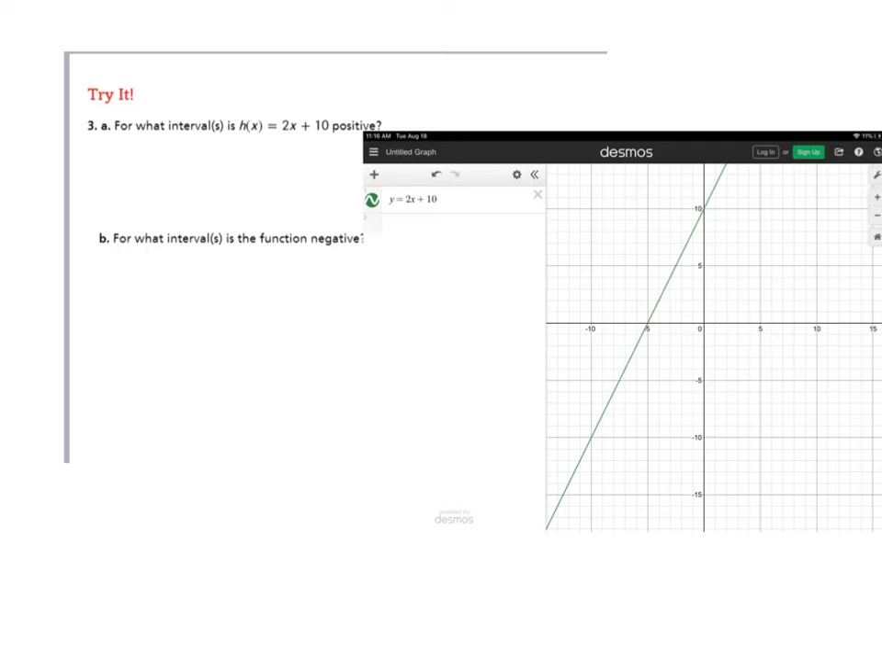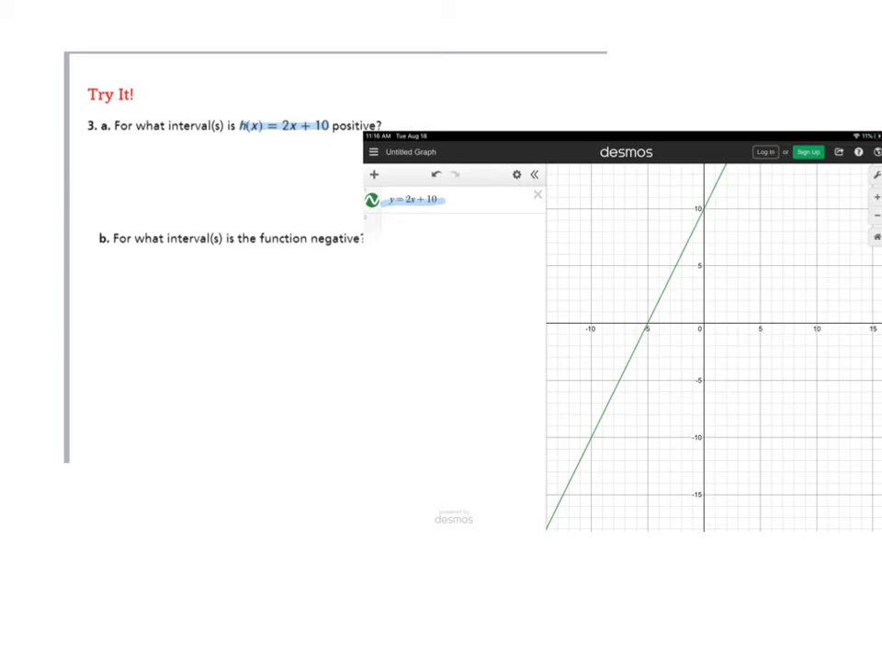And you're going to just stick this h of x in that is right here. Stick this guy in for Desmos right there. Remember, h of x is the same thing as y, so you can type in the y equals. Now we're looking for where is the graph positive.